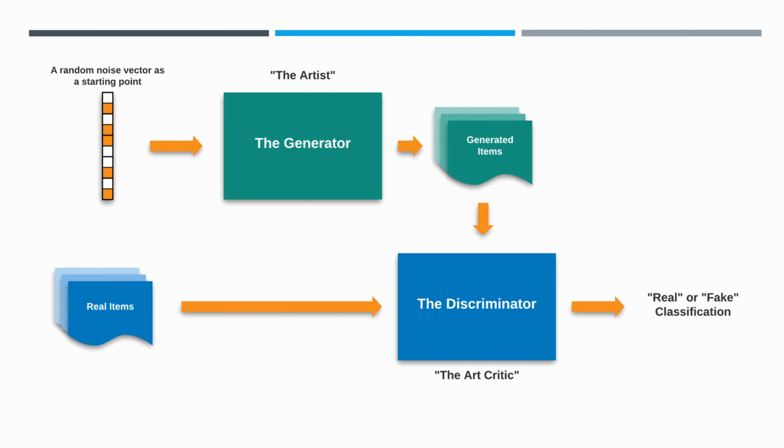The generator, or the artist, does not get access to the real world item set. Usually, a random noise vector is used as a starting point of a generator. The discriminator does have access to the real item set, which it trains on to become expert at telling the generated and real items apart.